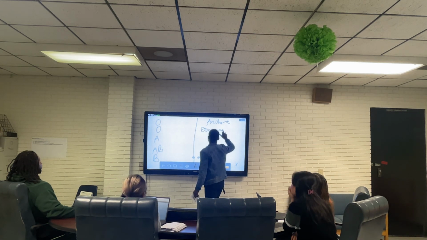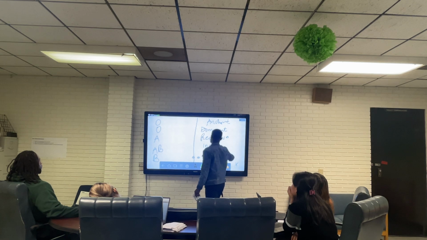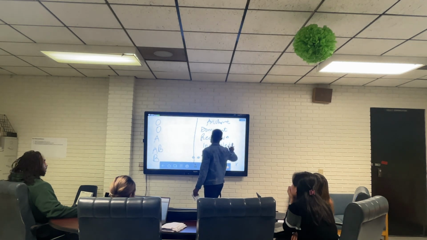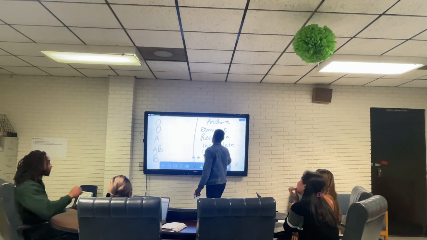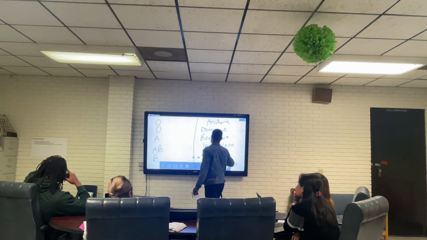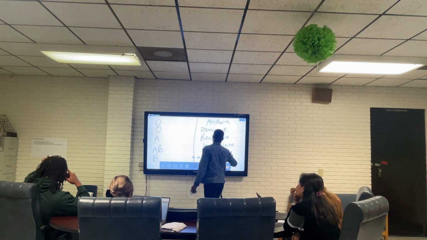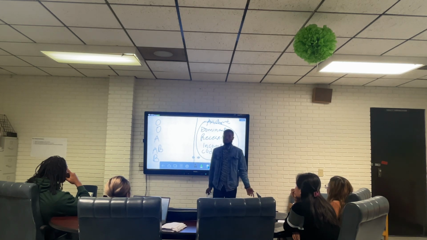Dominant, recessive, incomplete dominant. I'm interested in hearing about this incomplete dominant. Co-dominant. So these are inheritance patterns that we can look at to show what traits you can inherit from your parents, and what you cannot inherit.